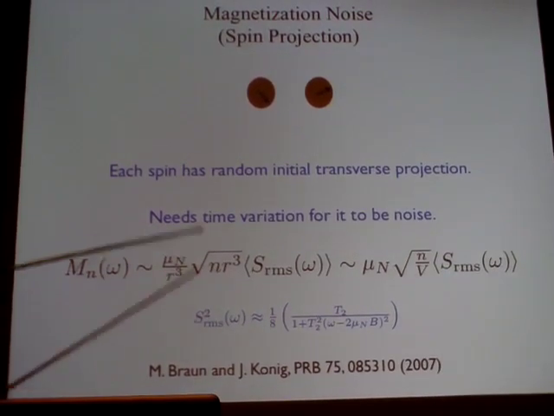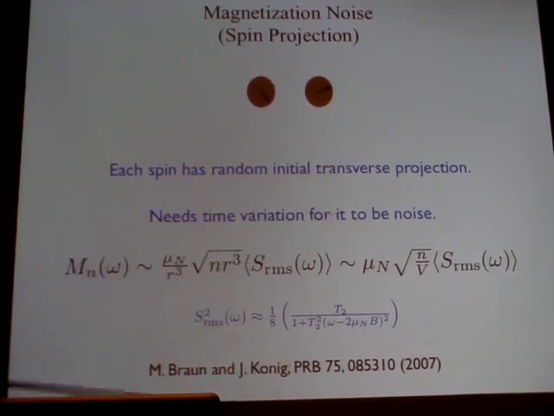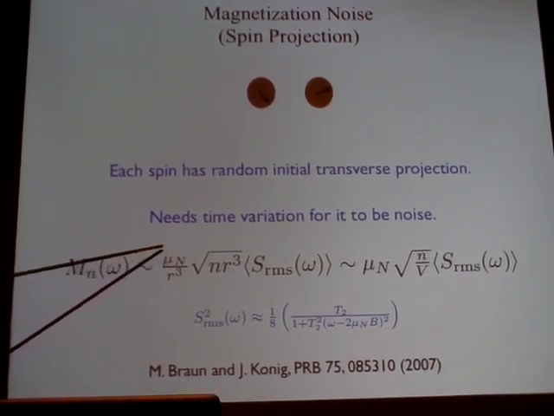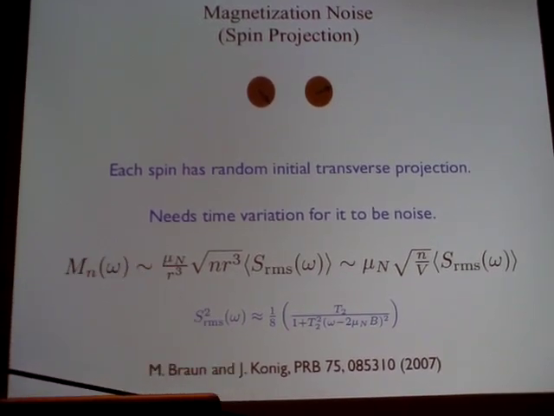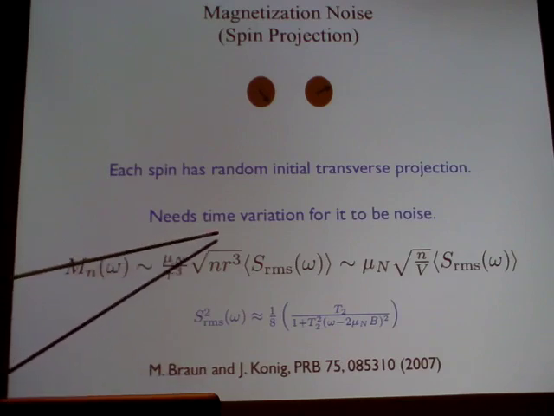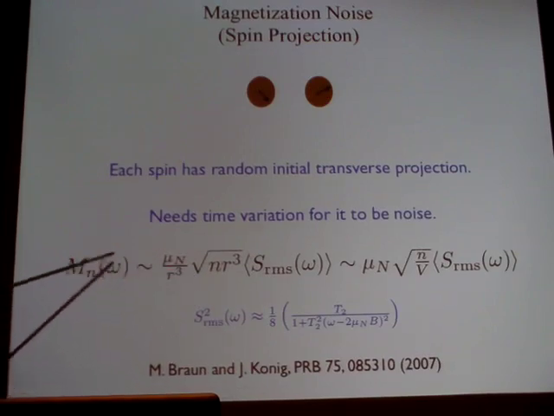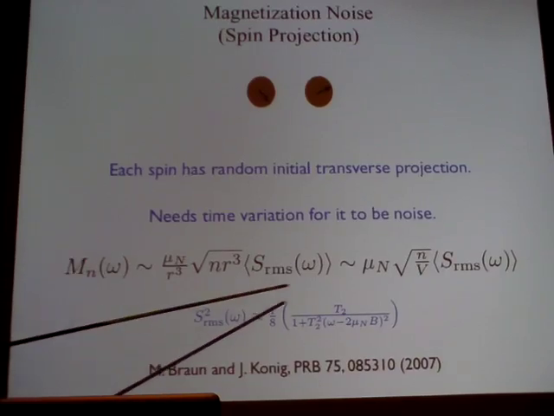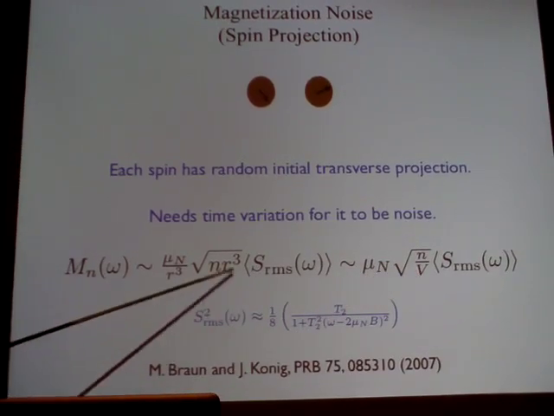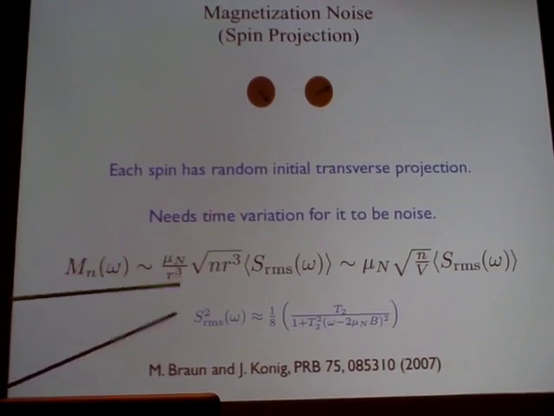The first thing to notice is that because this is a random initial thing, right? The net value of the magnetic field will scale as the nuclear Bohr magneton over R cubed. That's just the value of the field from each spin, times the square root of the number of spins. That's how you add in quadrature. Okay? And that means that the value of this magnetization noise would go as the square root of 1 over the volume. Right? This R cubed comes here and here. So if you make a larger sample, the value of the magnetization noise goes down as the square root of the volume.